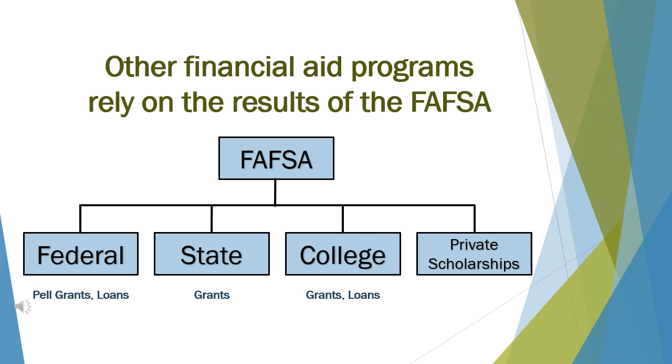There are other financial aid programs that rely on the FAFSA results. The federal government awards grants and loans based on the results. The state has grant programs based on a student's FAFSA result. The college may award their own grants based on the FAFSA, and most private scholarship applications require a completed FAFSA.